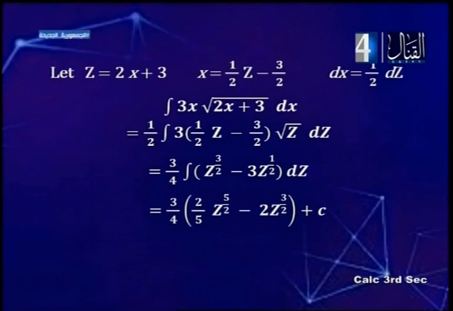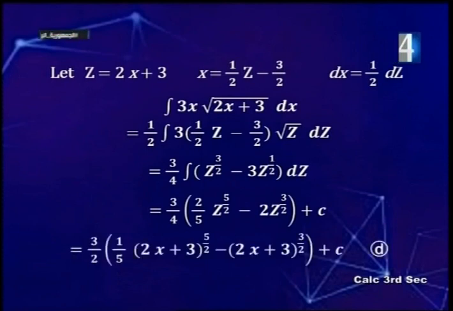Now 3 over 2 times 1 over 5 times z to the power 5 over 2, where z equals 2x plus 3, gives (2x plus 3) to the power 5 over 2, minus (2x plus 3) to the power 3 over 2, plus constant c, and we can choose letter D for the correct answer.